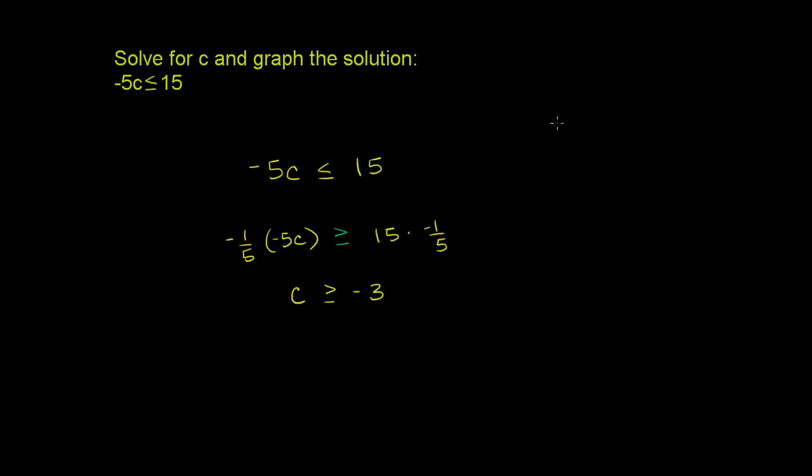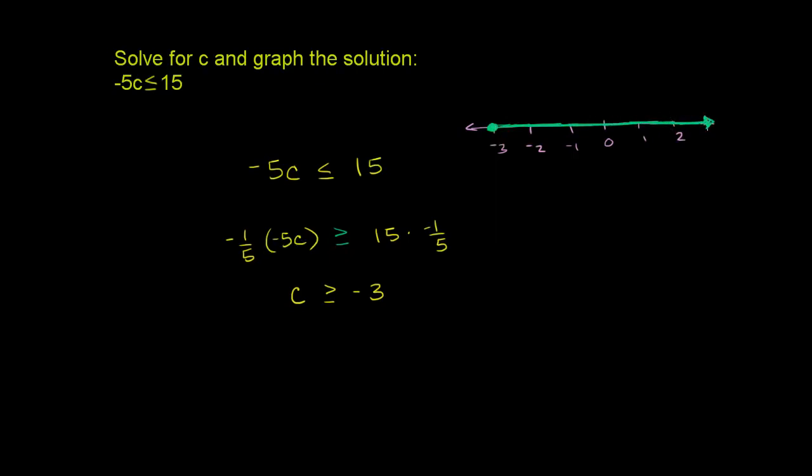And let's graph it. So that is my number line. Let's say that is 0, negative 1, negative 2, negative 3. And then I could go above 1, 2. And so c is greater than or equal to negative 3. So it can be equal to negative 3. So I'll fill that in right over there. Let me do it in a different color. So I'll fill it in right over there. And then it's greater than as well. So it's all of these values I am filling in green.